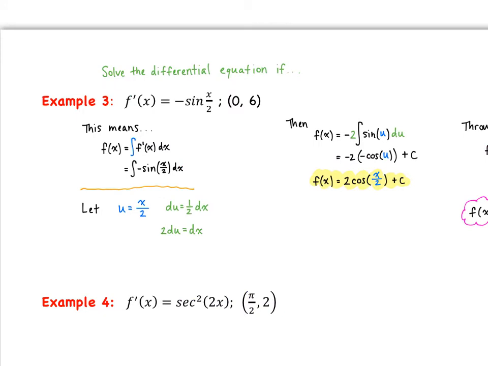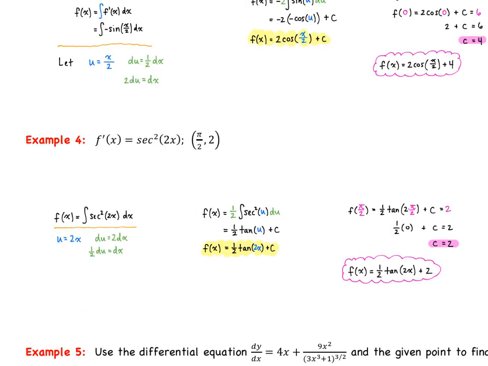I want you to try example 4 on your own using example 3 as a guide. Come back and check when you've finished. So as I went through this, my u substitution, I let u be 2x. So then 1/2 du is equal to dx.